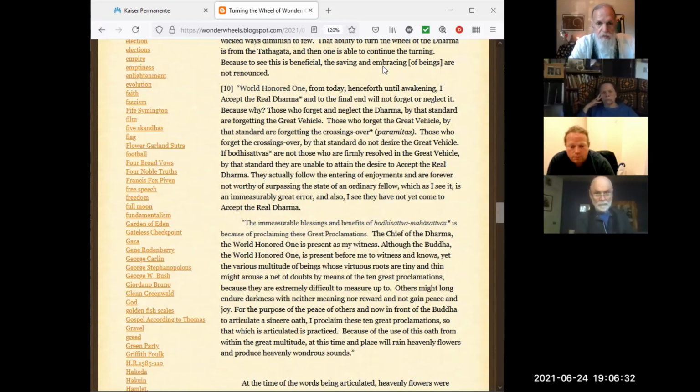So this is charged with a lot of new words and ideas that are basically the transition from the bodhisattva vehicle to the one vehicle through this recognition of this term, accept the real Dharma.